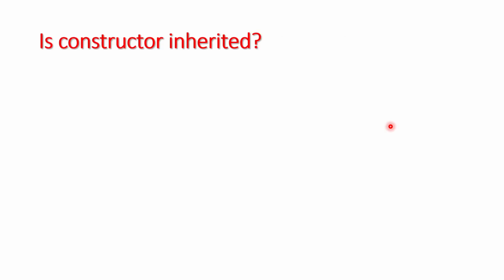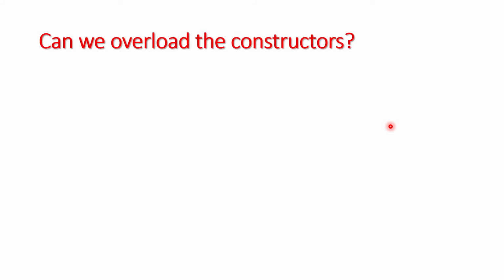Okay, so next question, is a constructor inherited, right? They may ask you, then you have to give the answer: no, the constructor is not inherited, the class is inherited, right? So can you make a constructor final, right? There is no benefit, so we can say no, the constructor can't be final. Okay, and the other question, can we overload a constructor, right? So yes, we have the option.